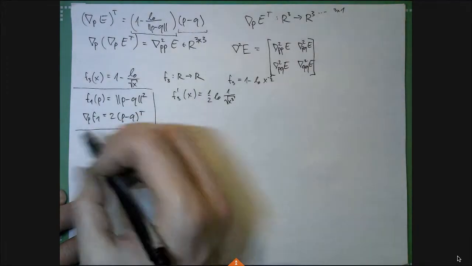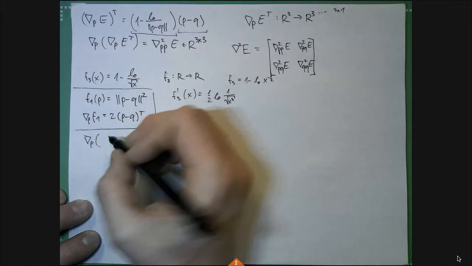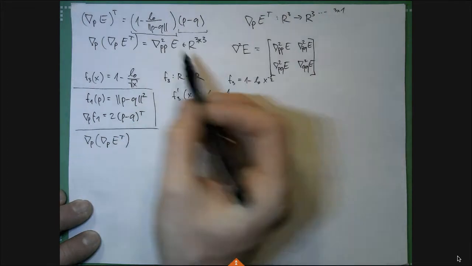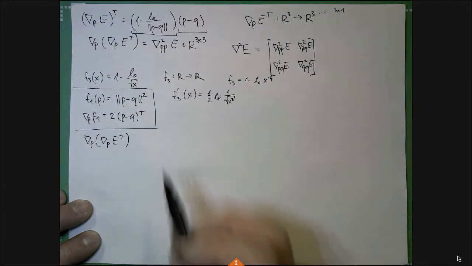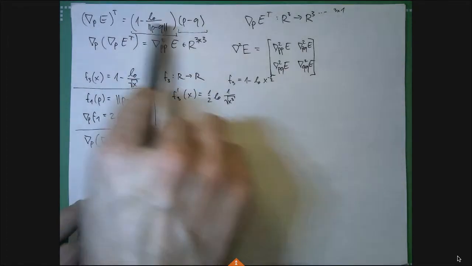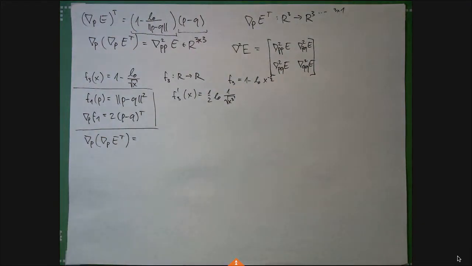Okay, so now let's do this. Let's compute the gradient with respect to P of the gradient of E transpose. So that's this expression, okay? So it's a scalar times vector. So we will use the product rule, the first product rule here.